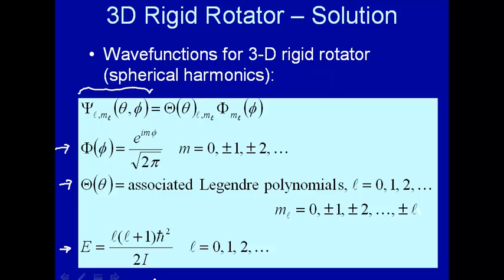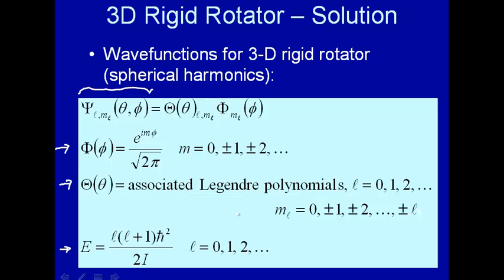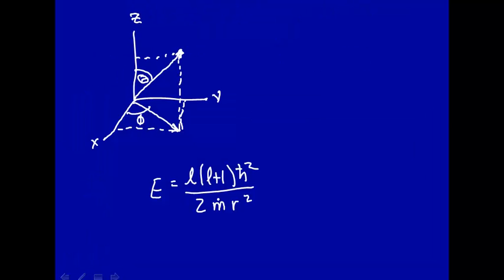And remember I, well, let's just go here and write it on the here. So energy is equal to L plus 1, h bar squared over 2I. I is the mass of the particle times the radius of the sphere. Again, this is a particle on a sphere. This is the radius of the sphere. Okay. So this depends only on L.